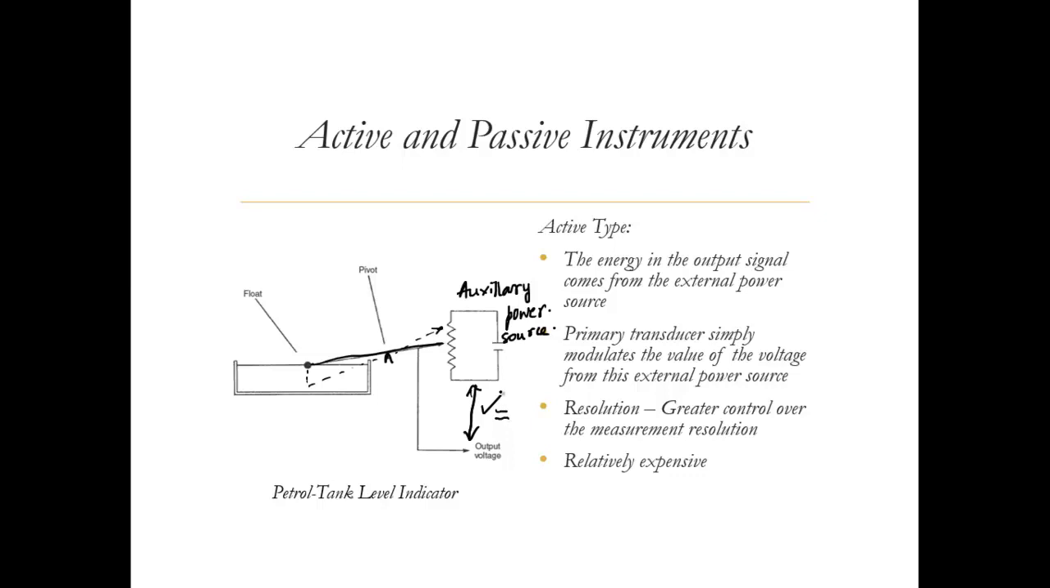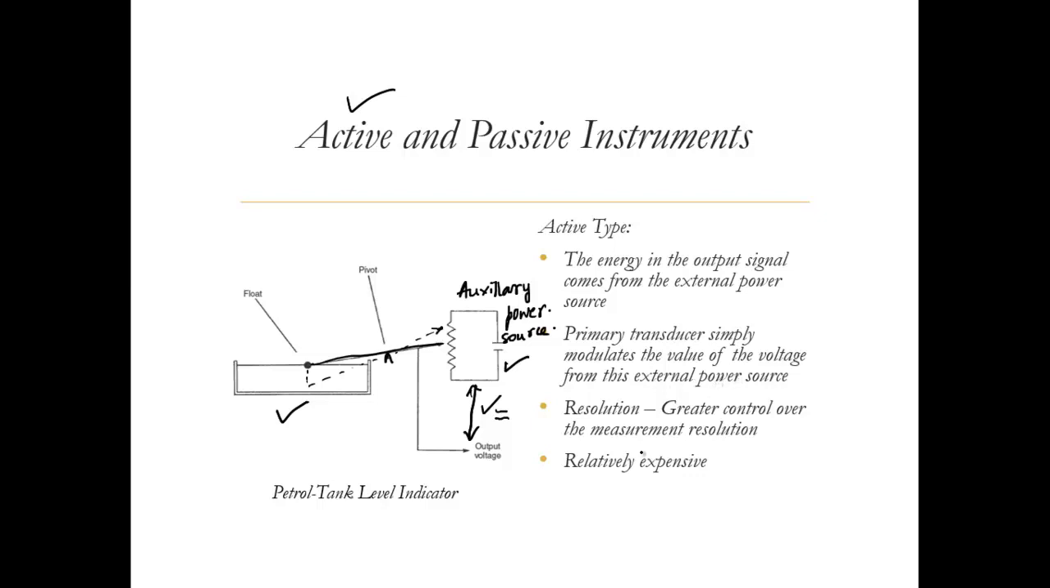So these types of instruments where we have an auxiliary power source are called active, where active refers to the external power source that is required. In this case, the energy that the instrument derives from the medium is used in the measurement also, but the main energy comes from the external power source. So here the primary transducer simply modulates the value of the voltage from this external power source.